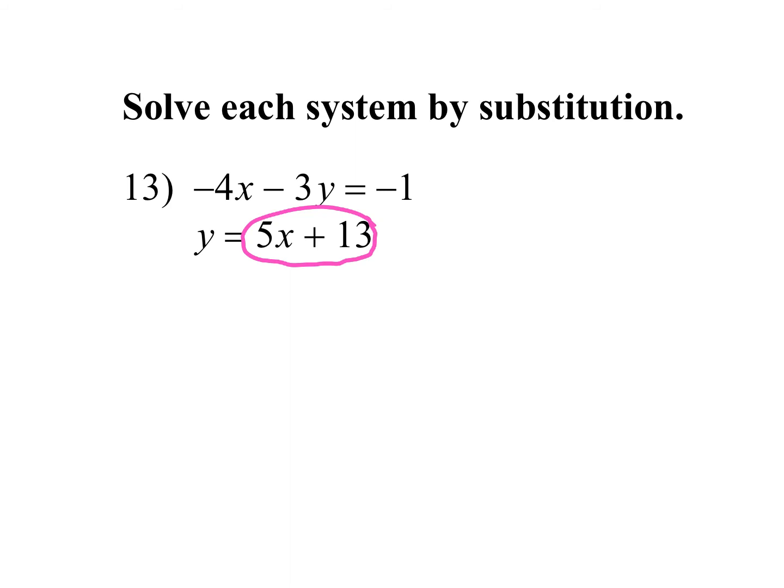So what am I going to do with that? Plug it in for y. So I have negative 4x minus 3. I'm going to plug this whole equation in for y. So negative 3 times 5x plus 13 is equal to negative 1.